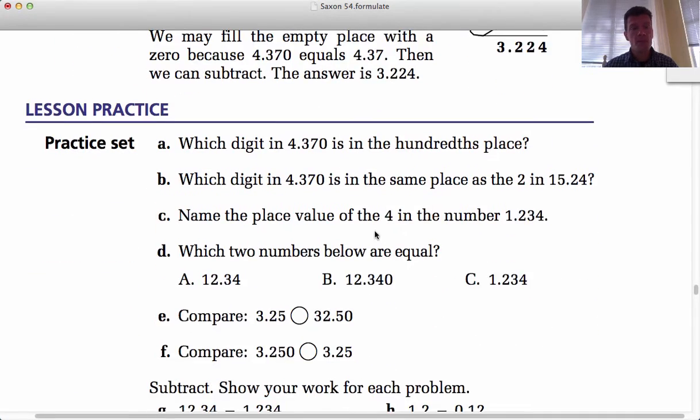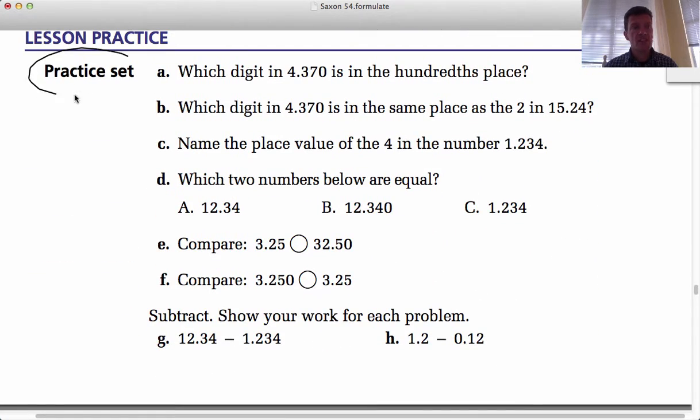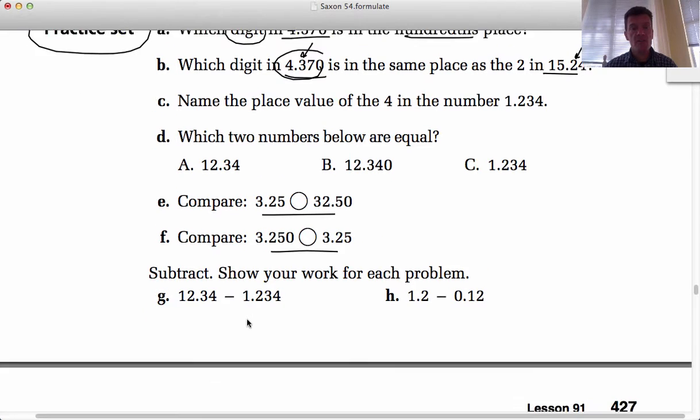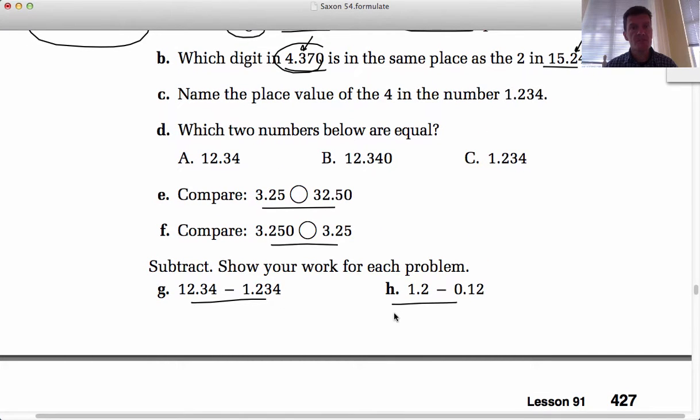Okay? So go ahead and try this practice set here. You want to first identify which digit is in a certain placeholder. So in the hundredths, you've got the 7. And which digit in this number is in the same place as the 2 in this? This is in the tenths, so that would be your 3. Okay? And you can use your place values to compare and then do these operations.